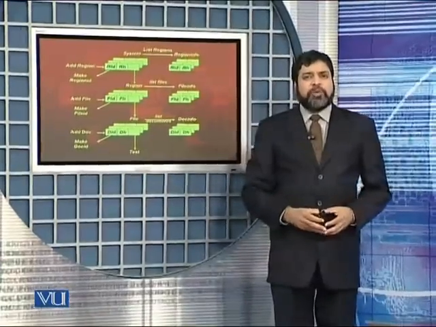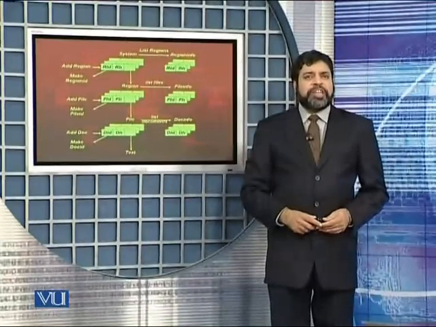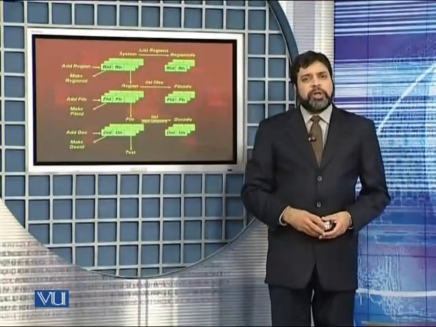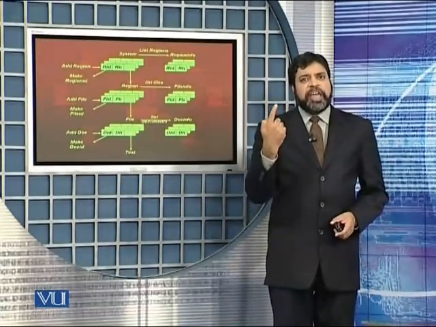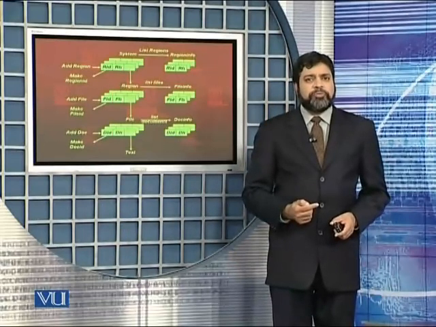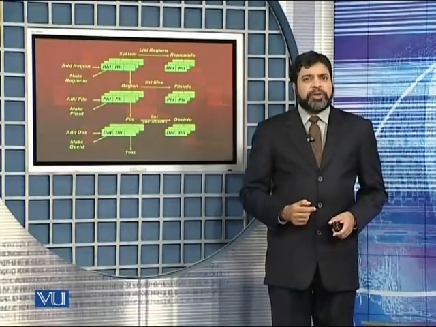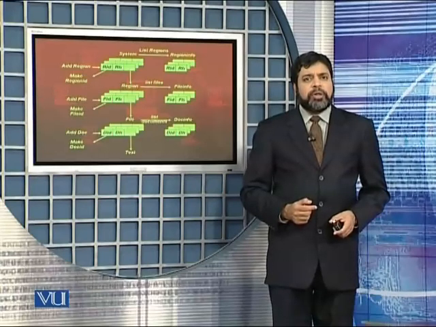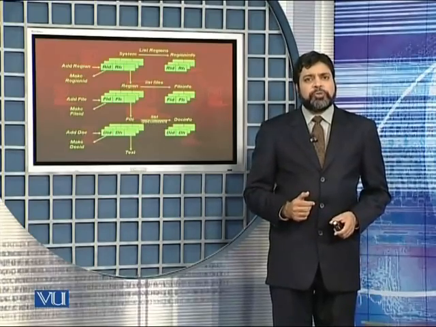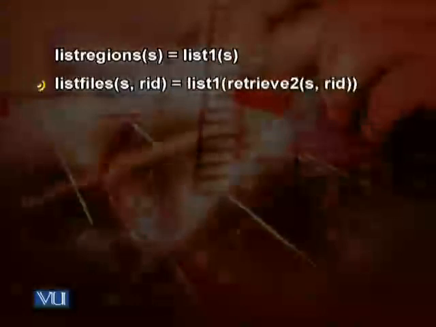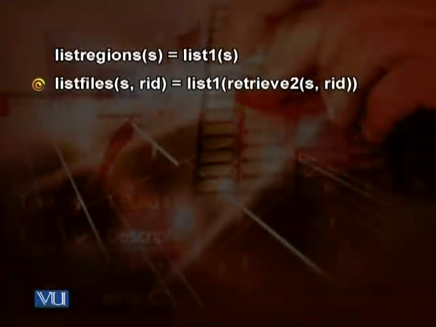The second operation is going to be list files inside the region. So in this particular case, it takes two arguments, remember. It takes the system as well as the region ID. So what do we need to do in this particular case? Let us look at the specification, and then I'll explain that specification for you. So here is the slide. So list files takes S and RID. S is the system and RID is the region ID, is equal to list 1 of retrieve 2 S, RID.